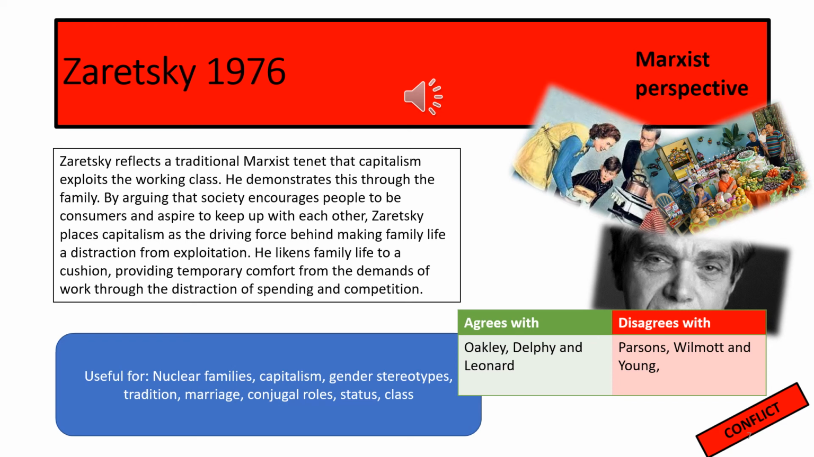Really, really useful for obviously other conflict sociologists with Oakley, Delphy and Leonard, and challenging the Marxist view that the nuclear family is a positive thing. So you should be able to see Zaretsky. You may not write a whole essay around Zaretsky, or may not even use half an essay on Zaretsky. It may be, unless you get a specific question on capitalism and the family, Zaretsky's more someone you add in as a third voice or to back up a point that you use.